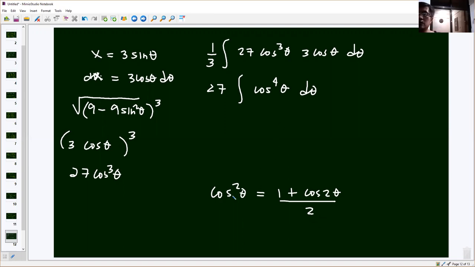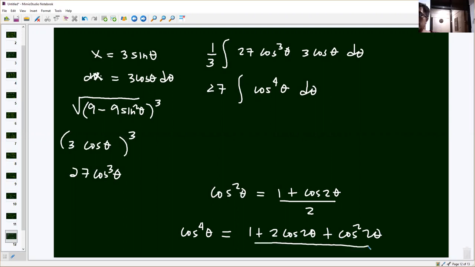Okay? So, ang gagawin natin, that is cosine to the 4th, guys. Even power, pwede natin square both sides. Cos to the 4th. So, magiging ano to? 1 plus 2 cosine 2 theta, no problem pa to, integrable, plus cos squared 2 theta, then over 4.